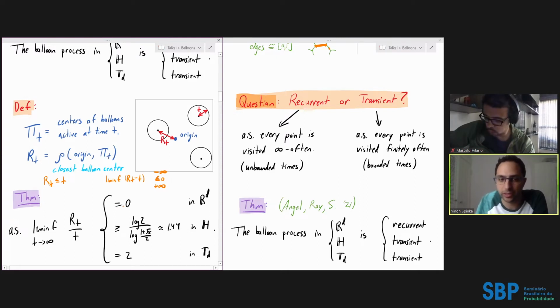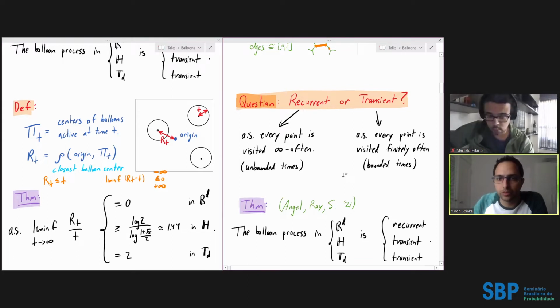In particular, it's recurrent. And in the hyperbolic plane and the tree, it's strictly greater than 1, in particular transient. In the tree, actually, we know that it's exactly 2. And in the hyperbolic plane, we have some lower bound on it, which is given by this expression, which is roughly 1.44. Okay, so these are the results that I'm going to talk about today.